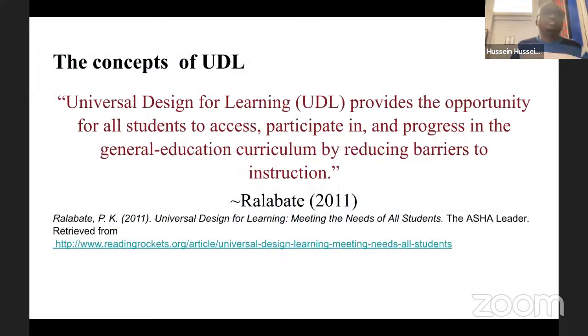So the concept of UDL, we say that universal design for learning provides the opportunity for all students to access, participate in, and progress in the general education curriculum by reducing barriers to instruction. What UDL is doing is trying to reduce barriers of instruction. How are these people instructed? How are these kids assessed in terms of examination, in terms of putting him or her in a certain grade or class? These are the things which UDL tries to consider.